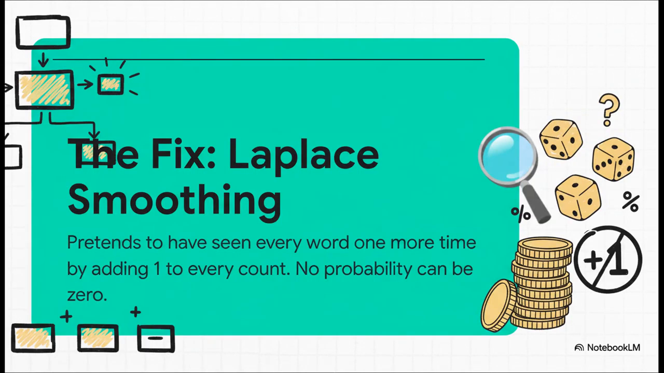Thankfully, the fix is just beautifully simple. It's called Laplace smoothing. And you essentially just pretend you've seen every possible word one more time than you actually have, by just adding 1 to every single count. You guarantee that no probability can ever be zero. It's a simple trick that makes the model robust and prevents one new word from crashing the whole system.